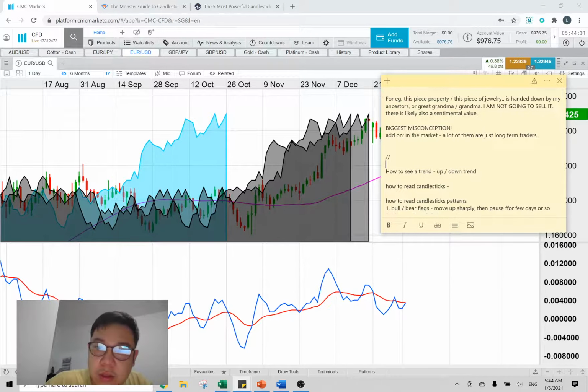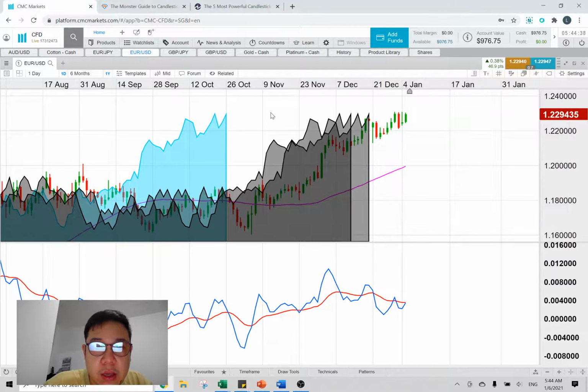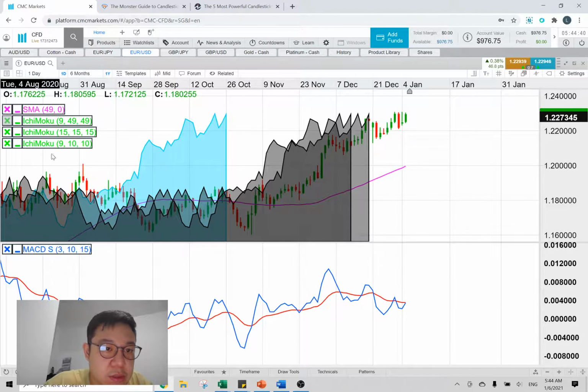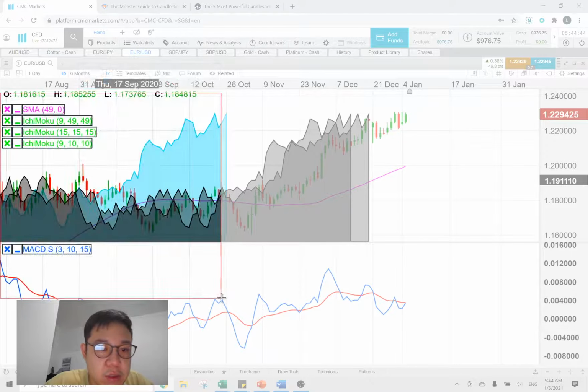So let's move on. How to see a trend, up and down. Let me just take a screenshot of my settings first, because I don't really remember all the time.